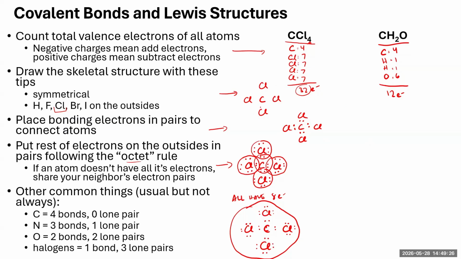Now, let's draw the skeletal structure with these tips. Hydrogen, fluorine, chlorine, bromine, iodine on the outside. It has to be symmetrical. Typically, carbon's in the center. Let's throw carbon in the center. But we know the hydrogens have to be on the outside. And we need to put an oxygen there. Symmetrical, right? If you draw a line down the C and O, they're mirror images. All right. Next step, draw or place bonding electrons in pairs.